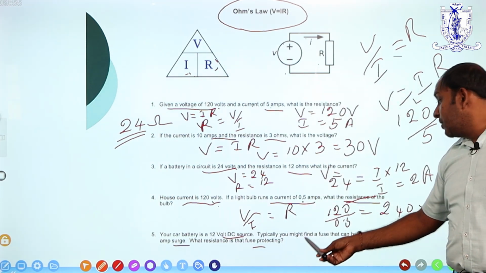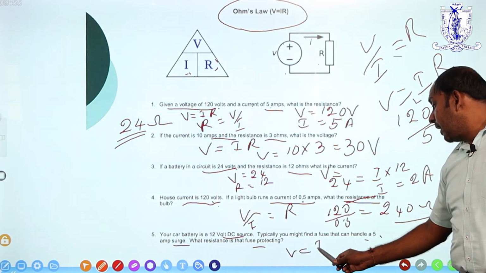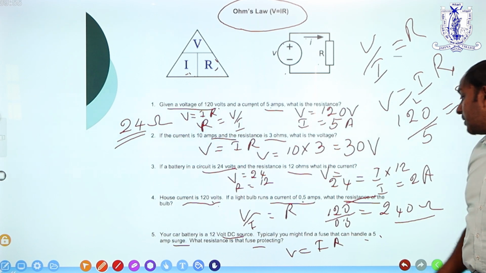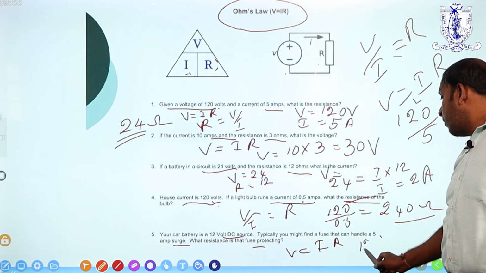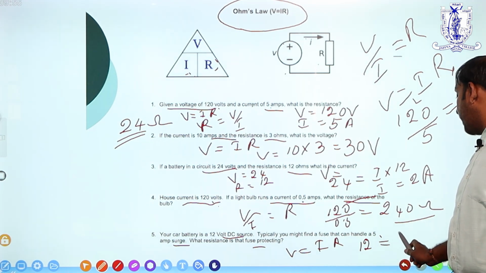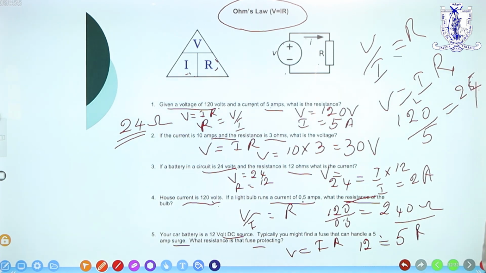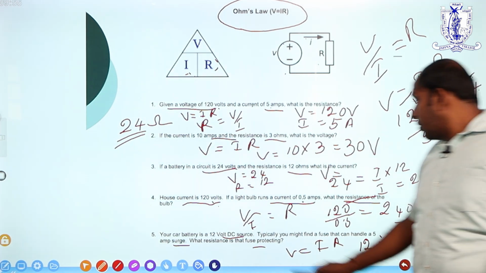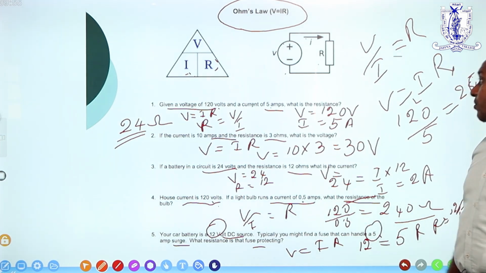V is equal to IR. V is 12 volts, I is 5, and R is equal to 12 over 5. The 12 volt DC bulb and 5 ampere source.